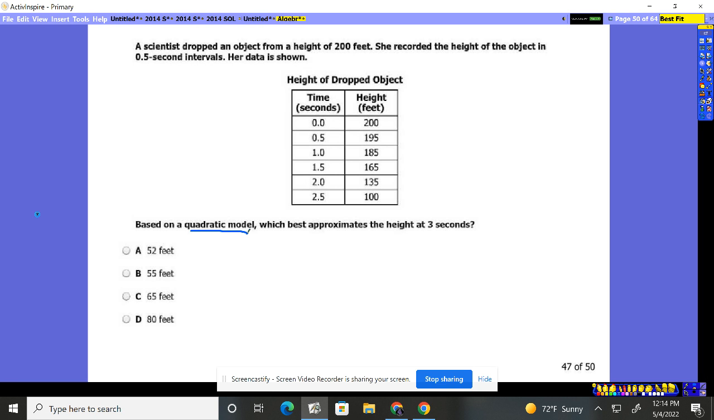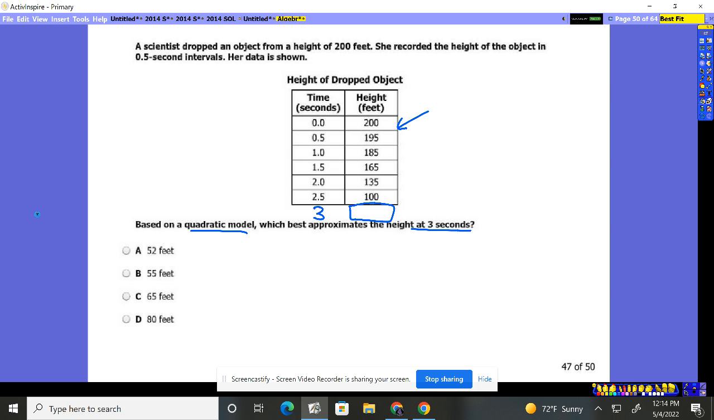So we want to graph this. It wants to know, hey, we gave you data up to 2.5 seconds. Where do we expect the answer to be when you're at 3 seconds? What's the height? Well, we know it's going to be under 100, so here are our options. Is it going to be 80 feet, 65? We want to figure this out. So we need to go and put all this data into a table.